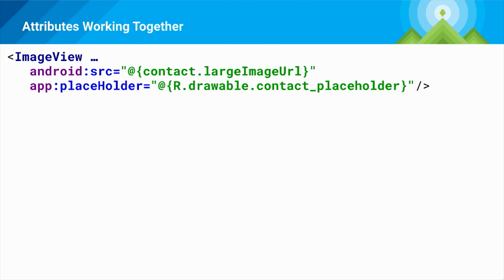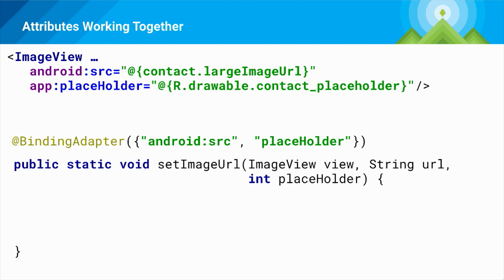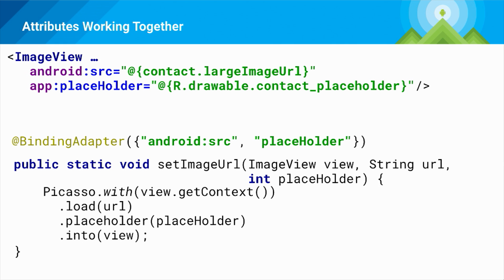So what we're going to do is merge it all together into one binding adapter. And this one takes two attributes, and they can work together. And you just take the parameters in the order that you've assigned them in the annotation, and now you can do whatever you want in the method. In this case, we're going to load the URL off thread, and in the meantime, we'll load this placeholder image.